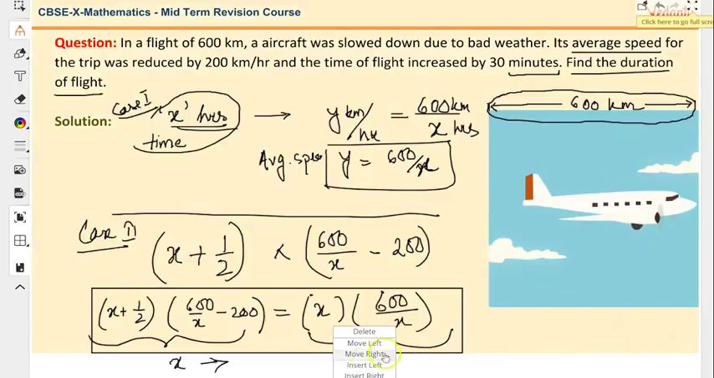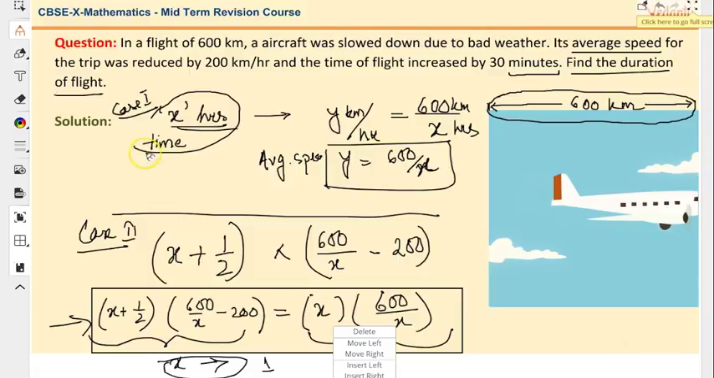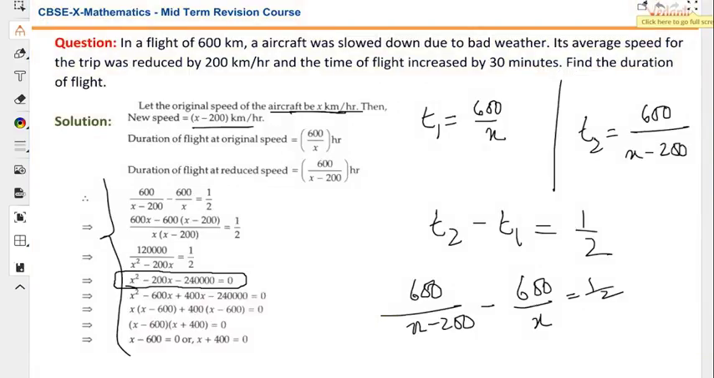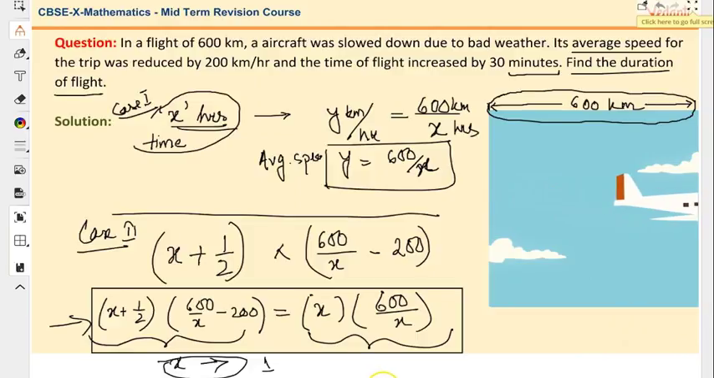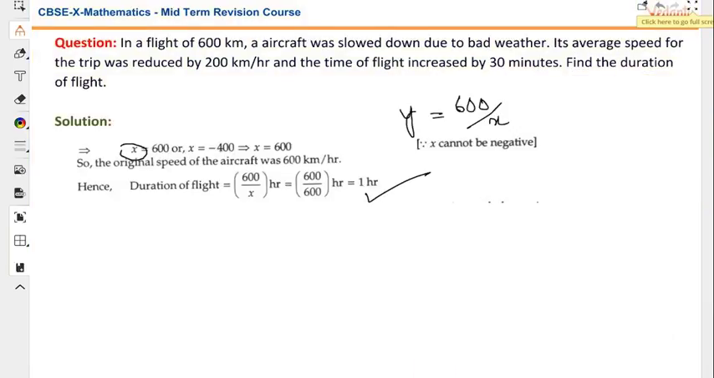You can do it in both methods, and you can see here directly the value of x will give you 1 hour, because I have taken x as time here. So hope you understood it. Send me the solution in this method and I will check it, at my mail ID.